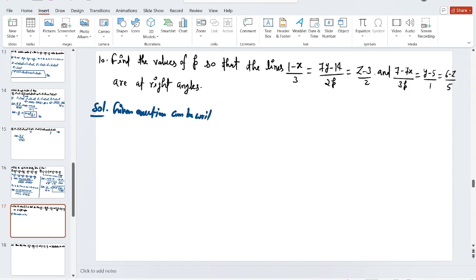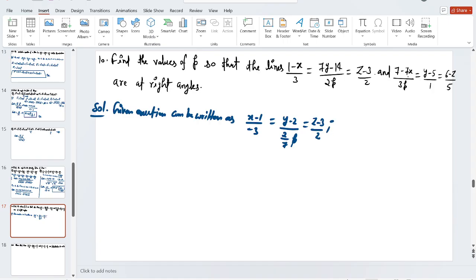Written as, here we take common minus 1, it becomes x minus 1, and taking the minus in the denominator, it becomes minus 3. And here you see that the coefficient of y is 7, so take common 7, so you get y minus 2, and taking the denominator, it becomes 2 by 7 of p. Okay, so we write here, and this is z minus 3 by 2.